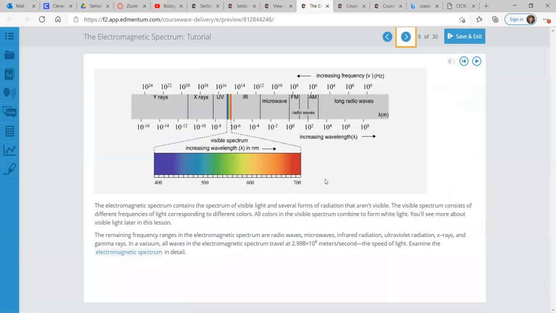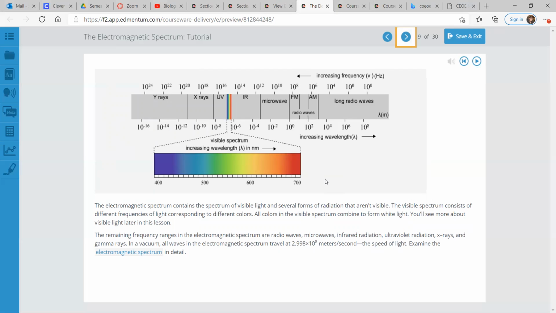The electromagnetic spectrum contains the spectrum of visible light and several forms of radiation that aren't visible. The visible spectrum consists of different frequencies of light corresponding to different colors. All colors in the visible spectrum combine to form white light, and we're going to see more about that later on in this lesson.